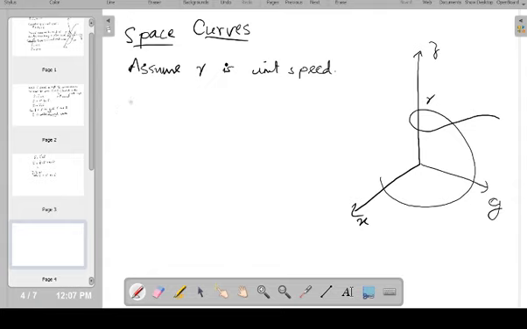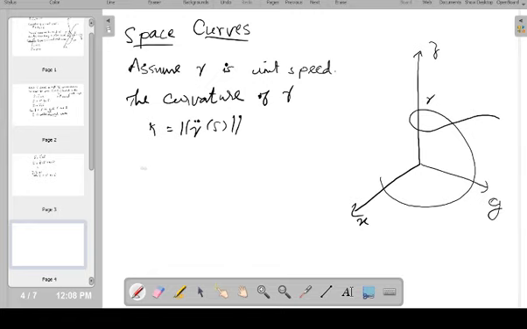Then, as usual, the curvature of gamma is defined as kappa equal to norm of gamma double dot of s, and the curvature measures how far the curve deviates from being a straight line. So straight lines have curvature equal to 0.